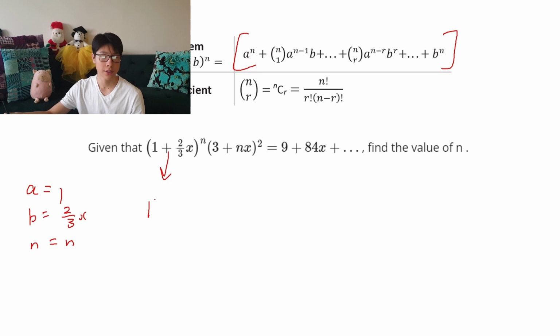It will be 1 to the power of n. Now our second term will be n on 1. And we don't know what n is, so it'll just be nC1, a to the power of n minus 1, which is just 1 to the power of n minus 1. And we know that 1 to the power of any number is just equal to 1, but I'll write it out here just in case. And it's going to be multiplied by our b term, and that will be 2 on 3x.